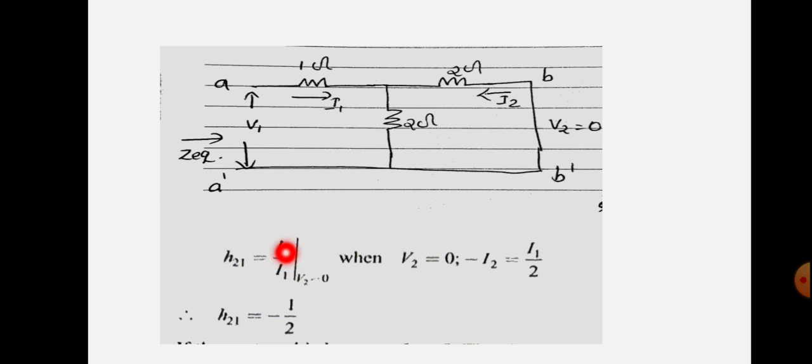So you have H21 equal to I2 by I1. You can substitute the value of I2. So I1 will be cancelled out. So you will get H21 equal to minus 1 by 2. And here it is a dimensionless quantity because it is a ratio of two currents. What is the next quantity?